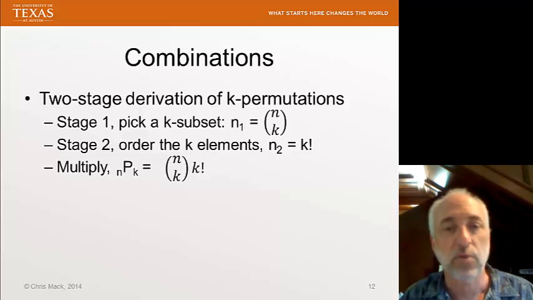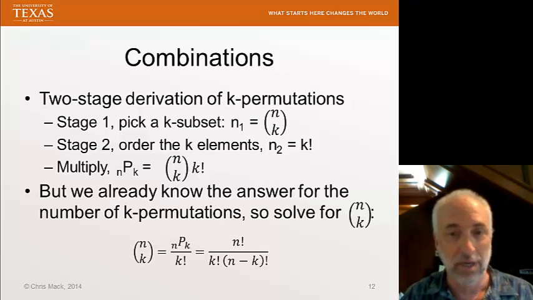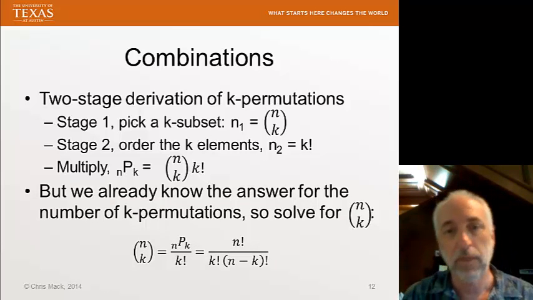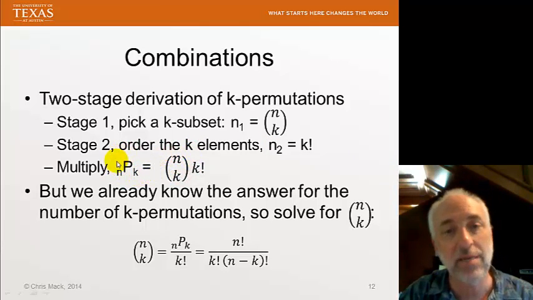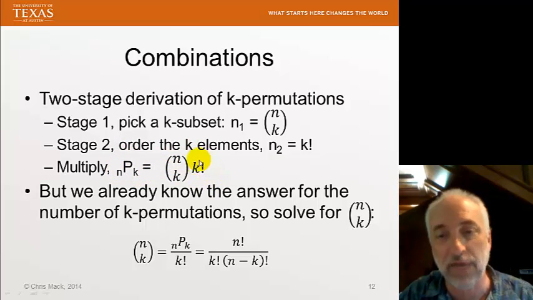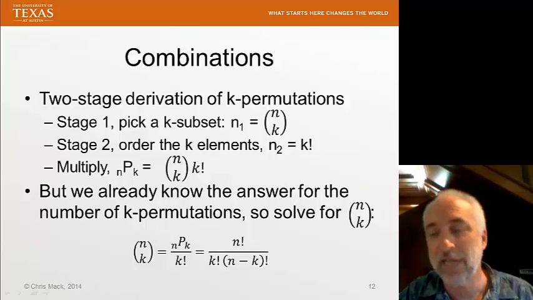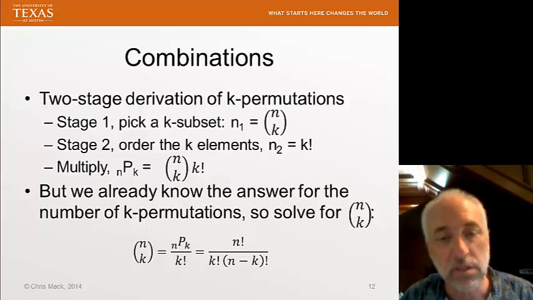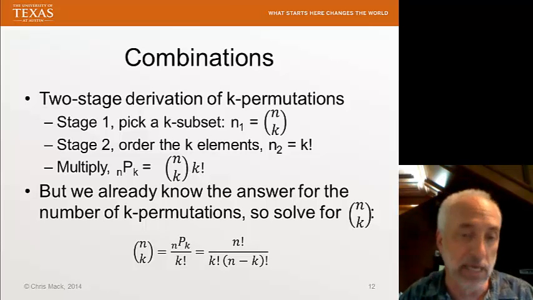Well, this is the number of k permutations. But I already know the number of k permutations, so we derived that earlier. So let me now derive the value for n choose k by simply taking the number of k permutations and dividing by k factorial. The number of k permutations was n factorial divided by n minus k factorial. I take that, divide by k factorial, and that gives me n choose k. So I've derived an answer for my question: how many different subsets of size k can I make out of a set of size n?